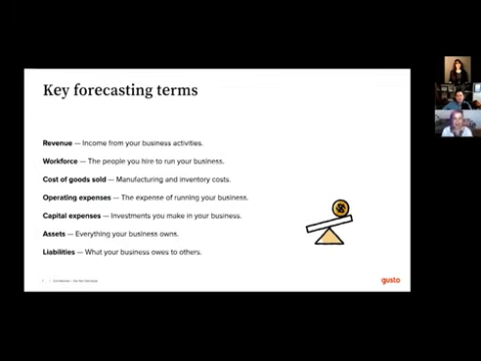And liabilities. So liabilities are what your business owes to other people, right? So these can be loans, these can be bills to your vendors. So let's go to the next one.